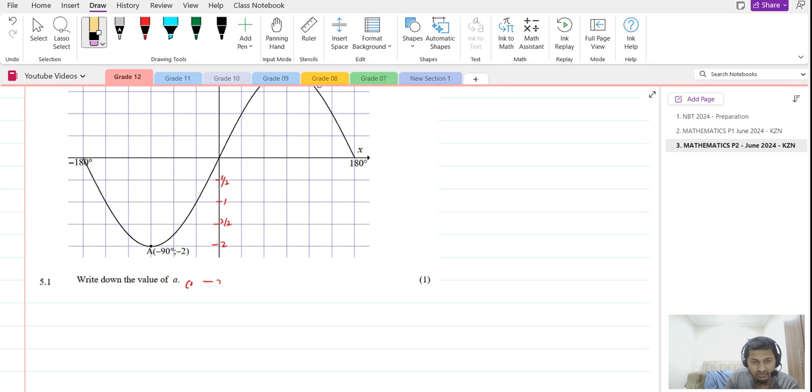So let's write down the value of a. Value of a is equal to 2. Right, so a is 2. Look at the next question.